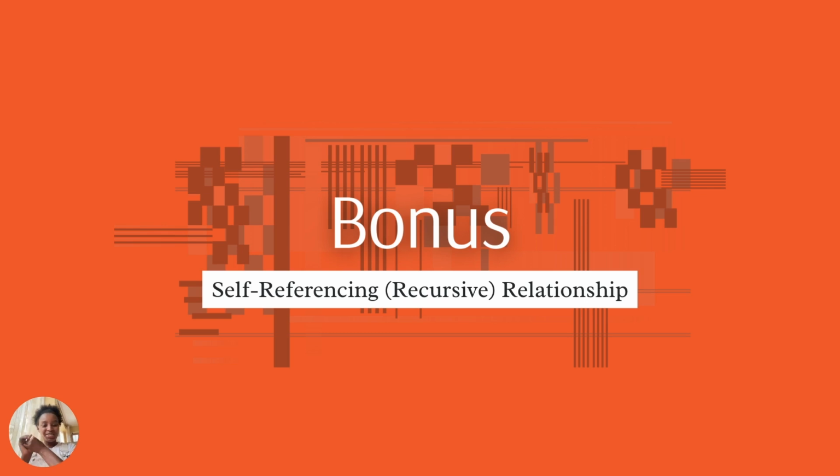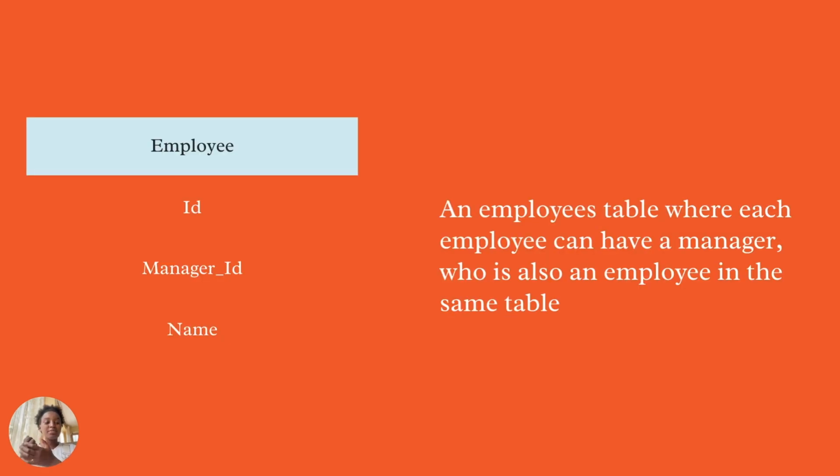And we have a bonus. We've covered the three main ones: one to one, many to many, and one to many. We have a bonus one where a table references itself. It's sort of a recursive relationship. Let's look at an example where we would have this.